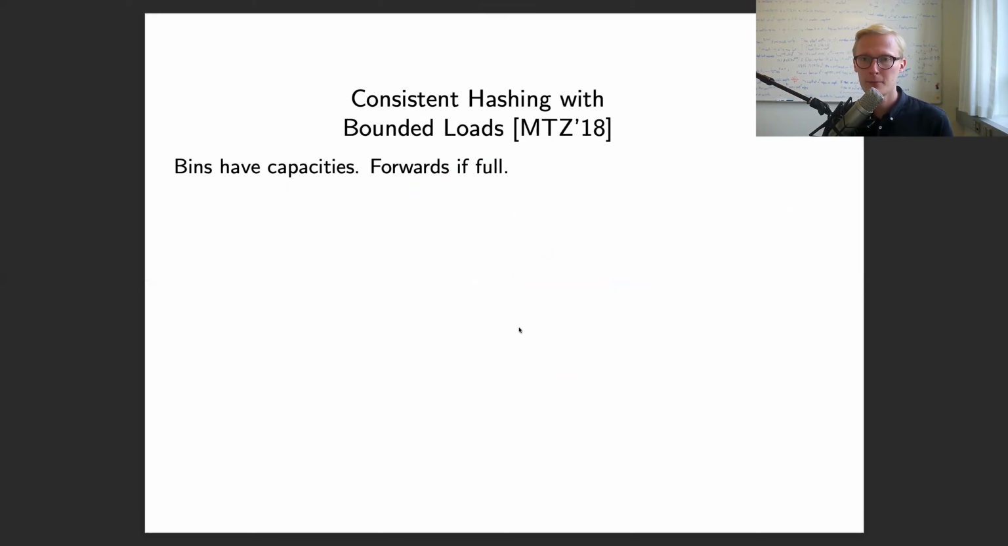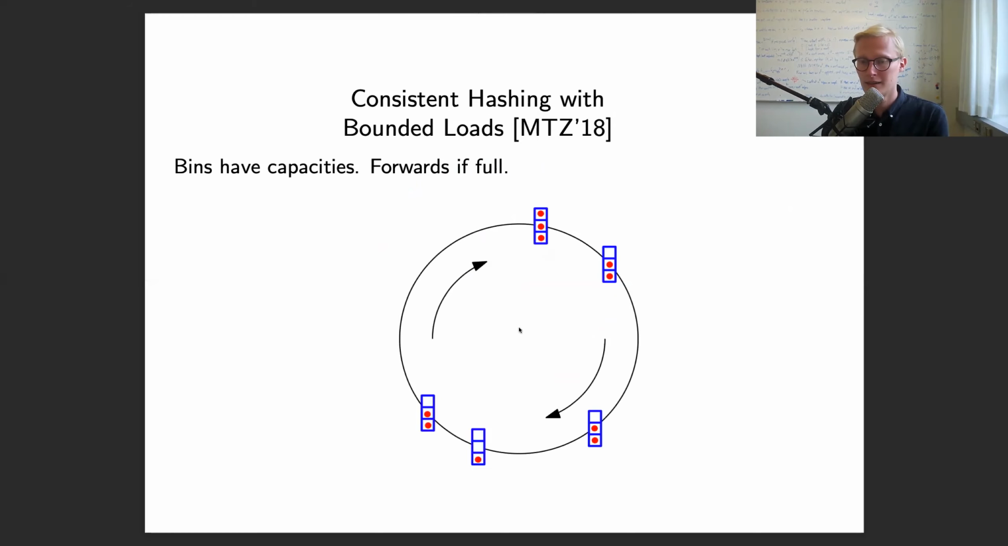And a solution for this problem is the so-called consistent hashing with bounded loads. The idea is to say that the bins have capacities, and whenever they are full, they start forwarding their balls. So at some point, the setting could look something like this. And when inserting a ball, this orange one, it gets placed in the first non-full bin. So this was easy, but then when we insert this pink ball, the first two bins in clockwise order are full, and we place it in the third bin.